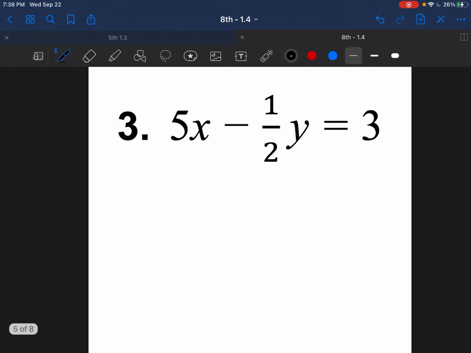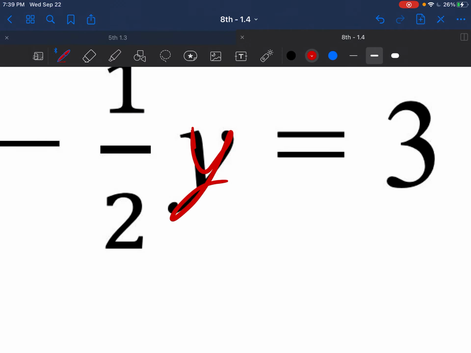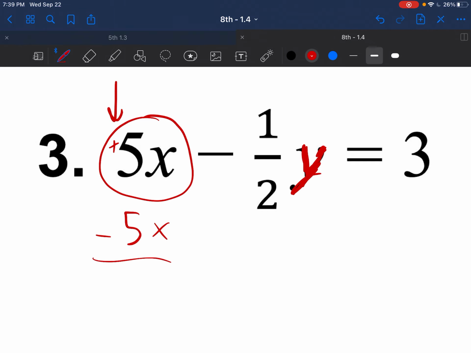Let's try another one. Here we go. Again, we are trying to isolate this specific variable. We want to get this y by itself. So to do that, we want to get rid of everything else. I'm going to start off with this first. Okay, so what is the opposite of this 5x? Is this a positive 5x or a negative 5x? It's a positive. So the opposite of a positive is a negative 5x. I'm going to subtract that.